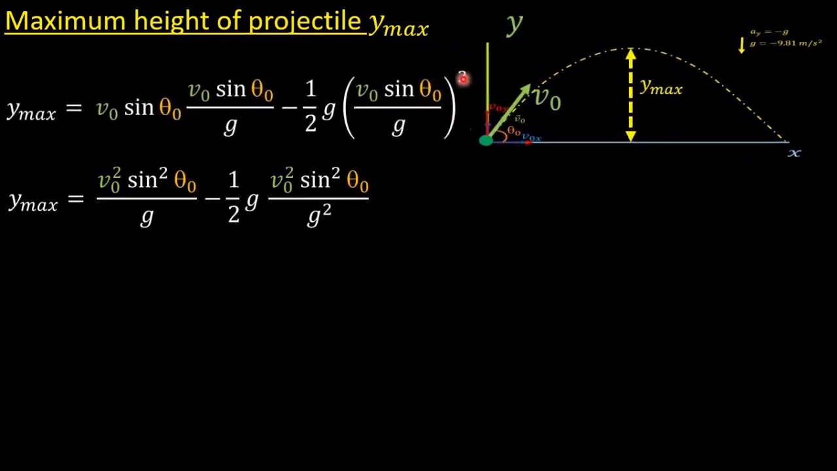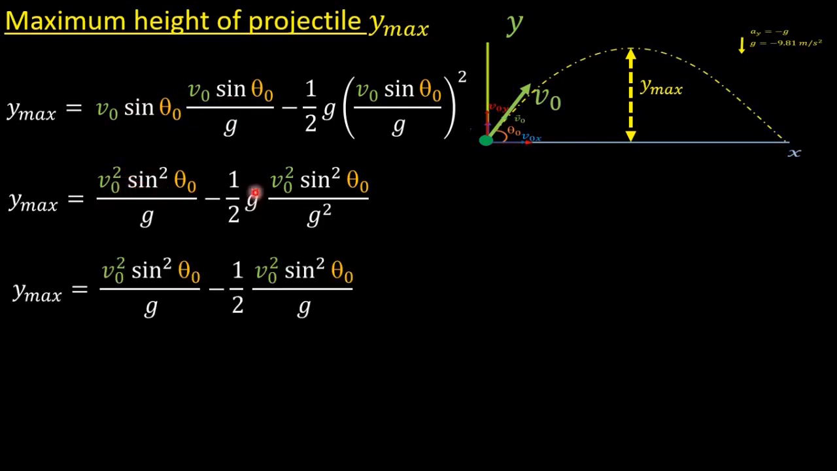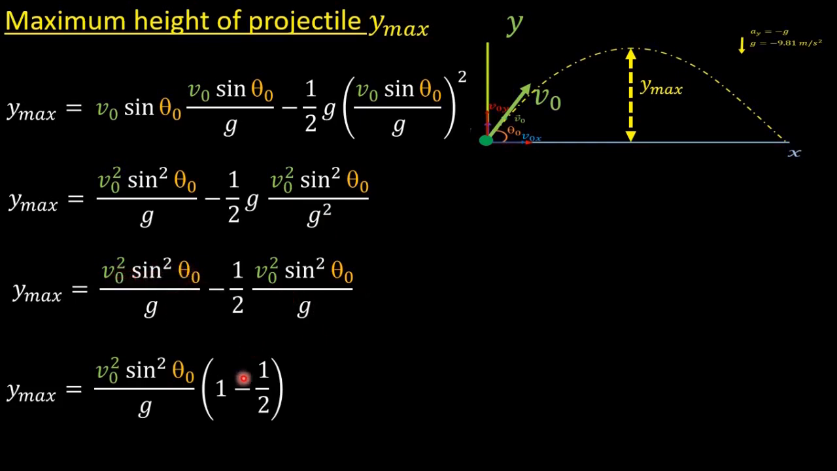And then if I bring the square into the brackets, I see v sub 0 times v sub 0 can be written as v sub 0 squared, and sine theta times sine theta can be written as sine squared theta. This g is going to cancel out, and the squared there is going to go, leaving behind this. And then if I factor out v sub 0 squared times sine squared theta over g from both terms, I'll end up with this.